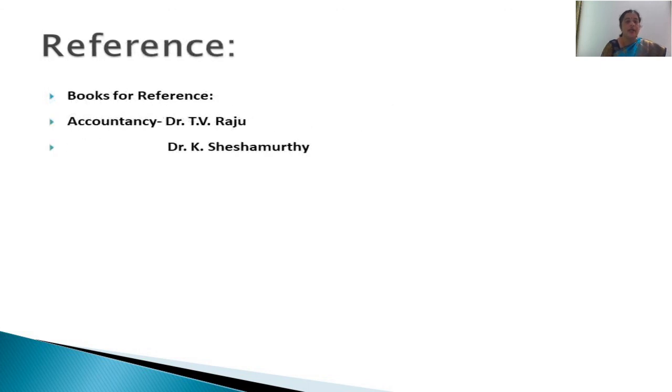And in case you want to have further readings or to gain further knowledge on this particular topic, you can refer to the book Accountancy by Dr. T.V. Raju and Dr. K. Sheshmurthy.